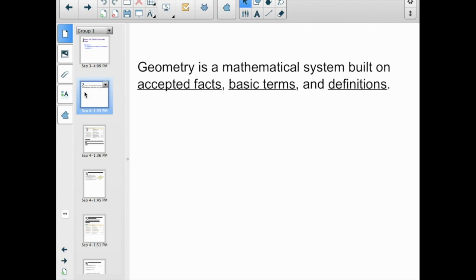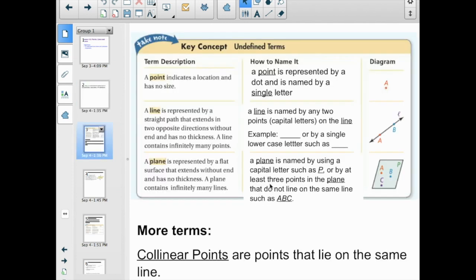So what is geometry? Well, geometry is a course we're going to be working on all year, and it's a mathematical system that is built on three things: accepted facts, we call those axioms; basic terms, those are your basic vocabulary words; and then the definitions of those terms as well. Okay? So here are some of your first things that we're going to talk about.